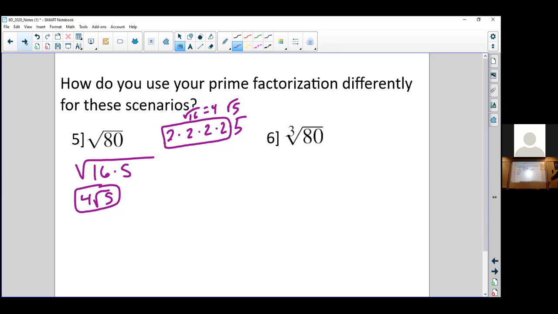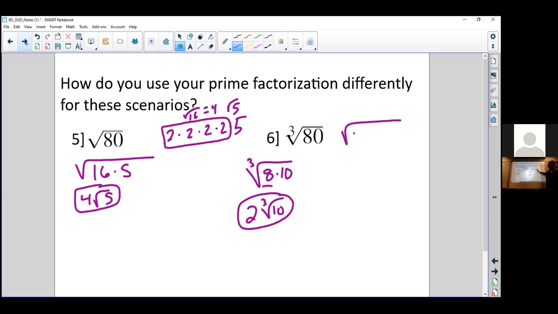Same thing with this problem. It's sometimes hard to recognize that there is a perfect cube in 80. Now how I would say as a mathematician you would do it, you would probably do it as 8 times 10, because 2 times 2 times 2 is 8. So 8 is a perfect cube. So the third root of 8 is 2, and then I have the third root of 10. But let's say you don't see it that way right away. Well, let's break 80 down the same way we had done right there.